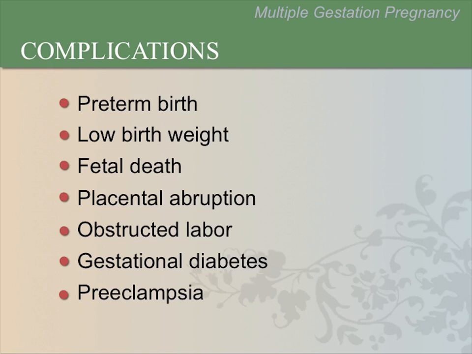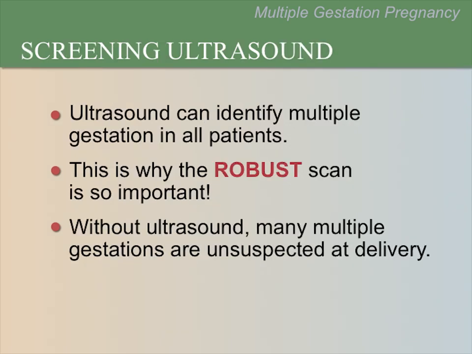Obstructed labor. This is a condition in which one or both twins can become stuck in the birth canal during delivery. Multiple gestations should be delivered in the hospital in case cesarean section is necessary. In addition, there is a higher risk of developing gestational diabetes and preeclampsia, which can affect the health of the fetuses and mother. Ultrasound can identify all patients with multiple gestation.